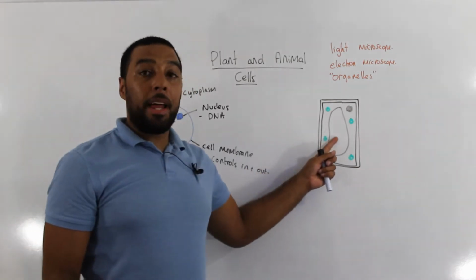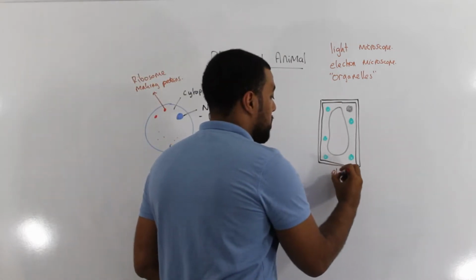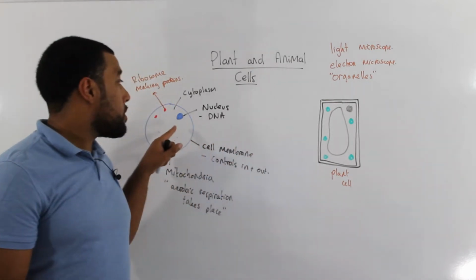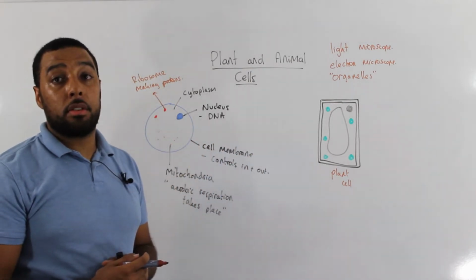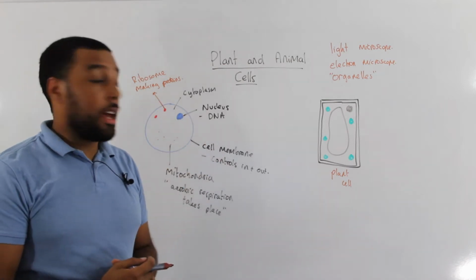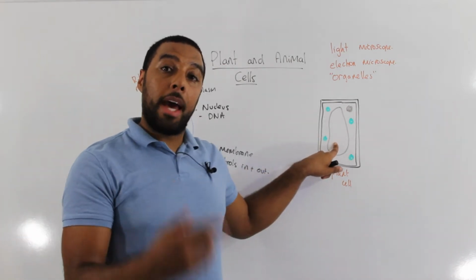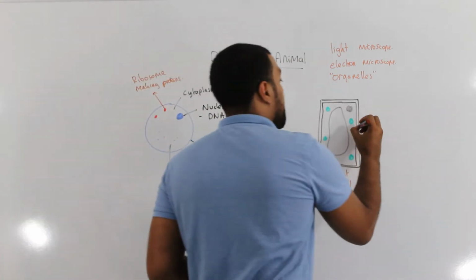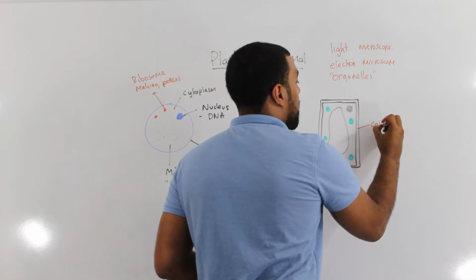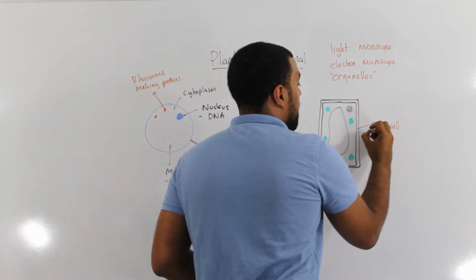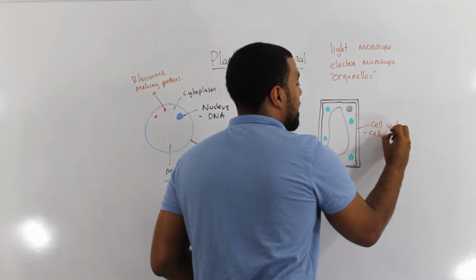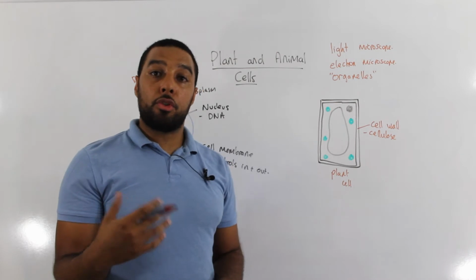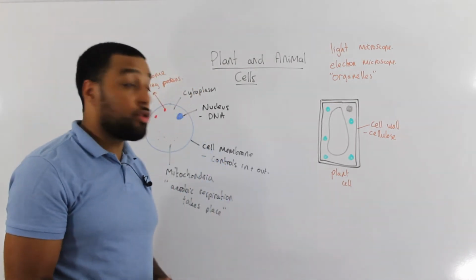Now, a plant cell, and I'll just label that this is a plant cell. The plant cell has all of the organelles that the animal cell has. So I'm not going to rewrite these again, but the plant cell has some extra organelles that are specific to the plant. For example, the plant cell has a cell wall. The cell wall is made of cellulose, and the plant cell needs a cell wall for support and also for structure.